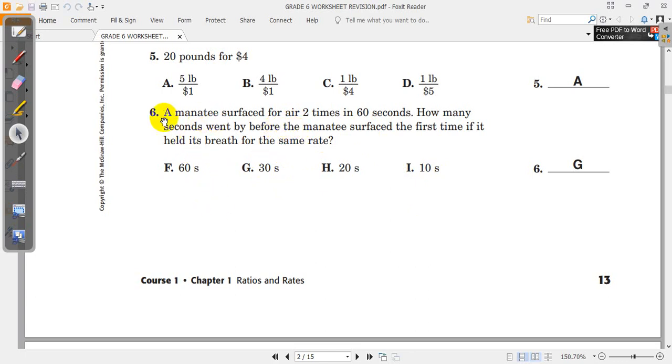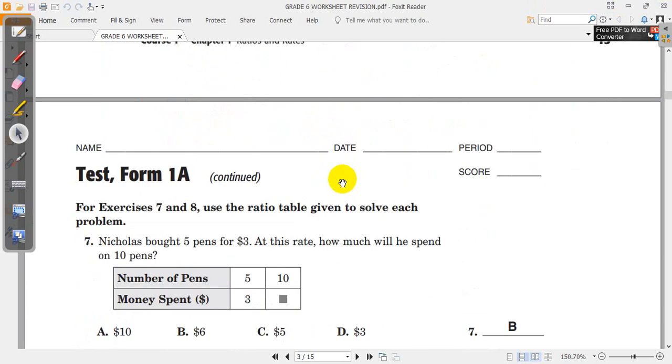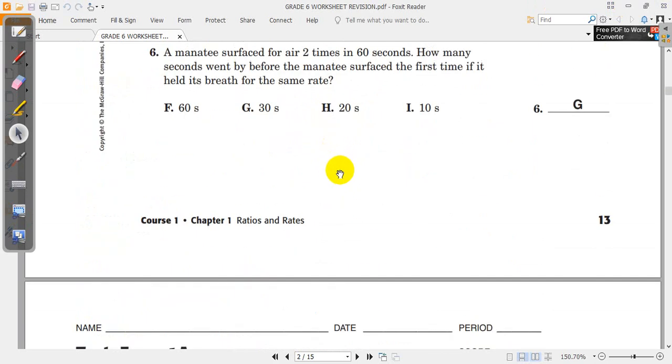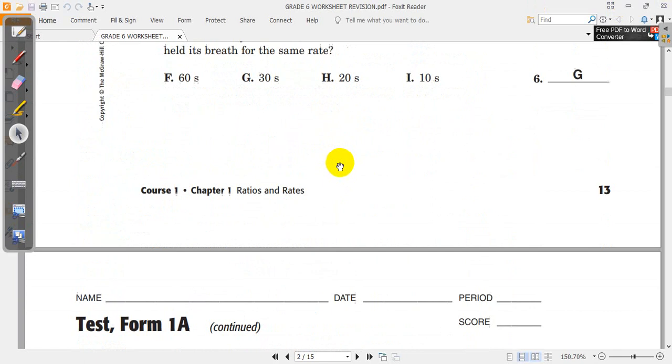If you want to know the manatee, it's a creature. You will find it in the sea. Okay. Let's go to the next page.